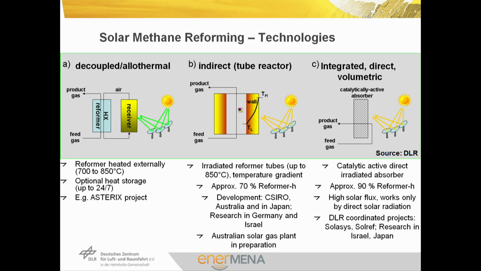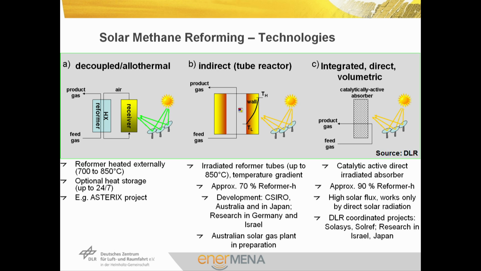The reactors are crucial, as already mentioned, and there are in principle 3 types of reactors developed for the technology. The first and most simple technology is to use a classical heat exchanger reformer as used in chemical industry today, and couple it with, for example, an air receiver that produces the hot fluid to heat up the reformer. This was shown in the Asterix project already in the early 1990s. The benefit is that you could run this installation with a heat storage for 24 hours a day. The problem is that the efficiency of this reactor is not as high as of the other 2 technologies that I would like to introduce now.